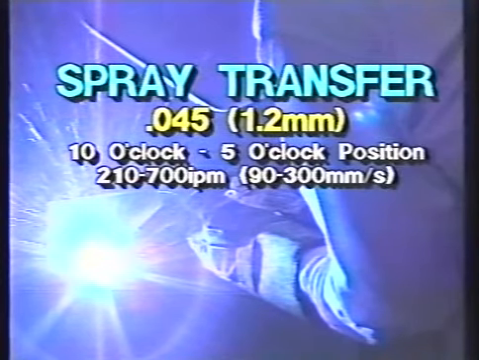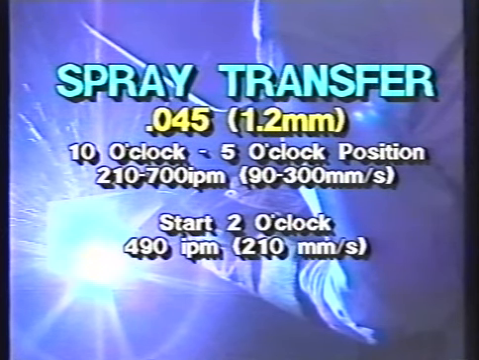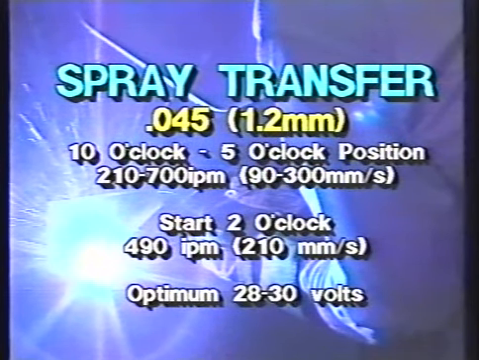The optimum wire for spray transfer is an 045 wire. The wire feed range is the 10 o'clock position to the 5 o'clock position on your wire feeder. An ideal starting point would be at about the 2 o'clock position. That's about 490 to 500 inches a minute. Provide yourself with about 30 volts.